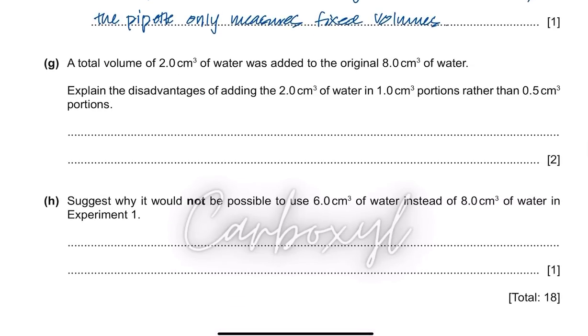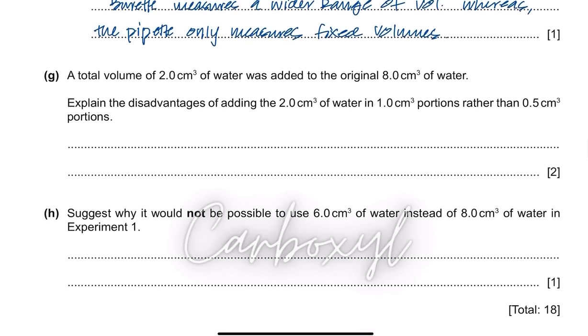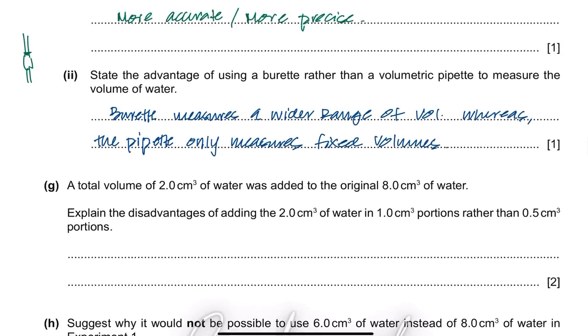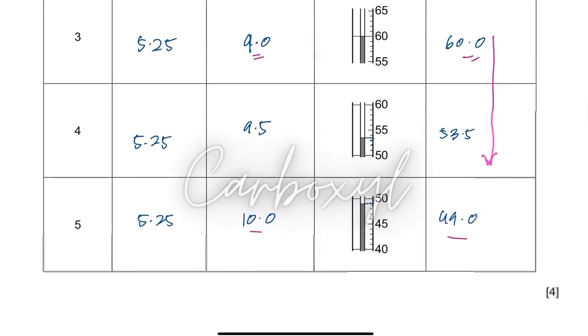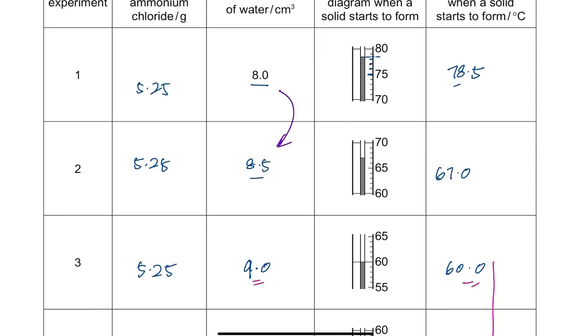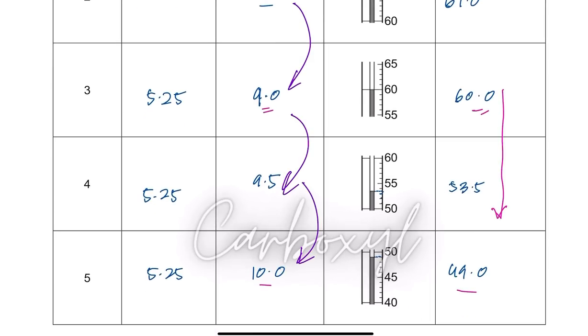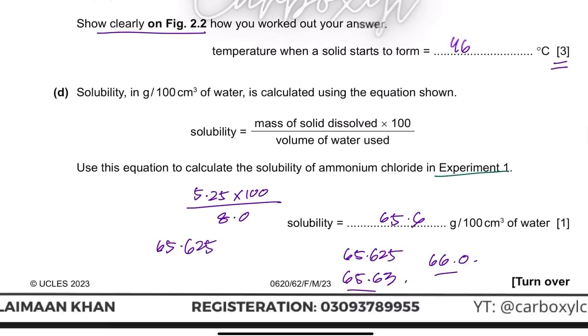Okay, and now it says a total volume of 2 cm³ of water was added to the original 8 cm³. Jisne experiment nahi padha hoga usko kaise samajh nahi aayegi ki chal kya raha hai, theek hai? So it's basically saying ki a total of 2 cm³ of water was added, and that is the case. 8 se basically 0.5 isme add hua, 0.5 isme add hua, 0.5 isme add hua, 0.5 isme add hua. So a total of 2 cm³ was added, theek hai?